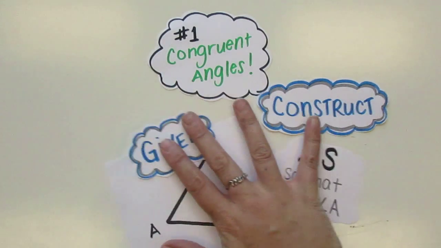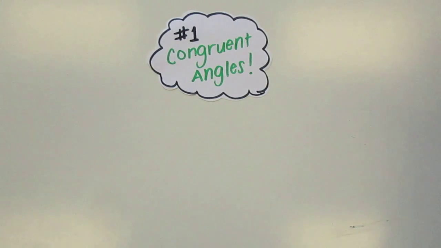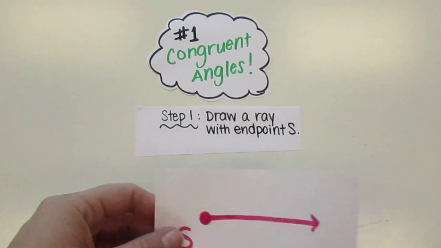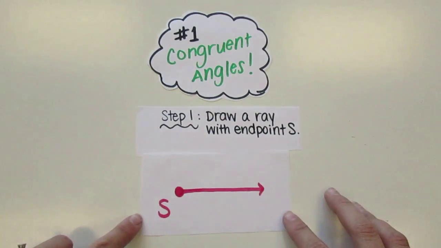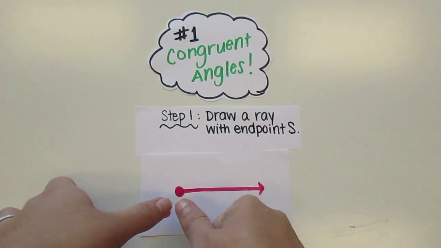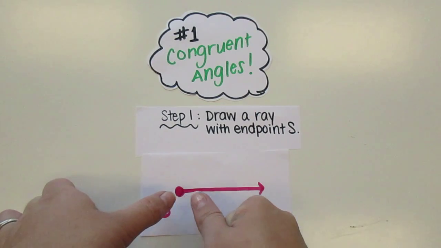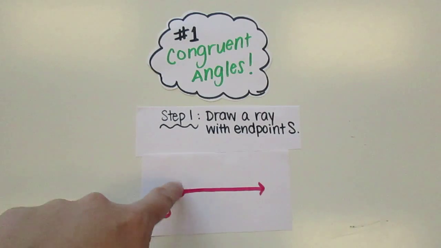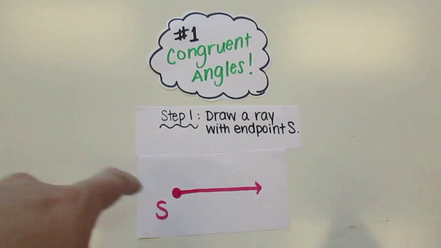So to do that, there's a few steps. Step 1, we're going to draw a ray with endpoint S. This is ray with endpoint S. A ray is an endpoint and it extends indefinitely in one direction only. So here's my endpoint, I've labeled it S, and here's my ray.